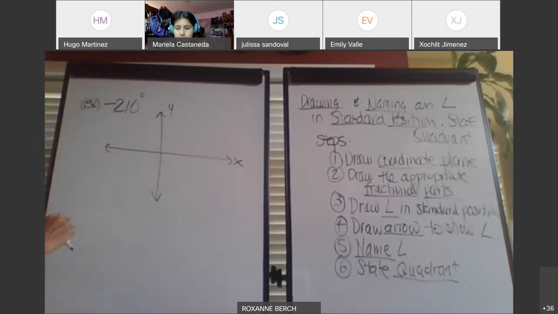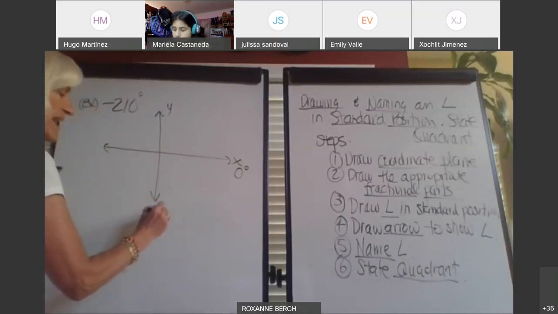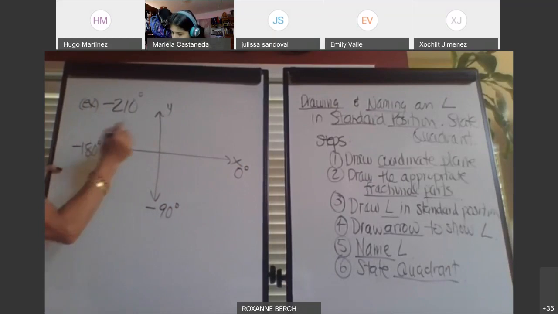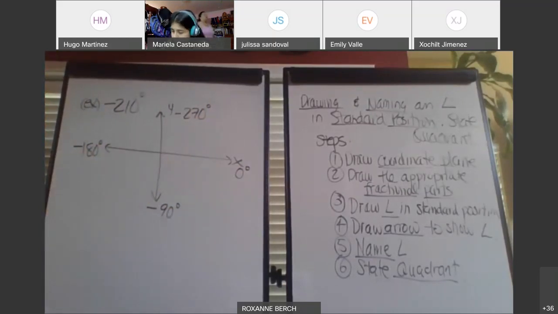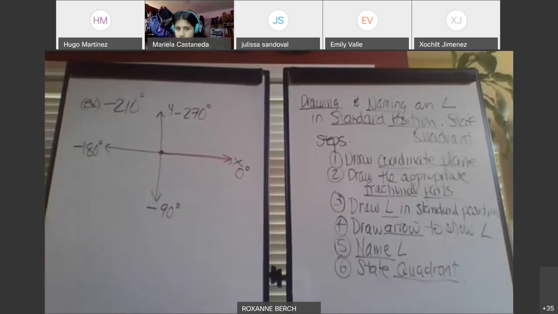So now remember, with a negative angle, you're going clockwise rotation. So we're going this way. So now this would be 0 degrees. This would be negative 90 degrees. And this would be negative 180 degrees. And this would be negative 270 degrees because we're going clockwise now. So here's your initial side. So 210 is over here somewhere.